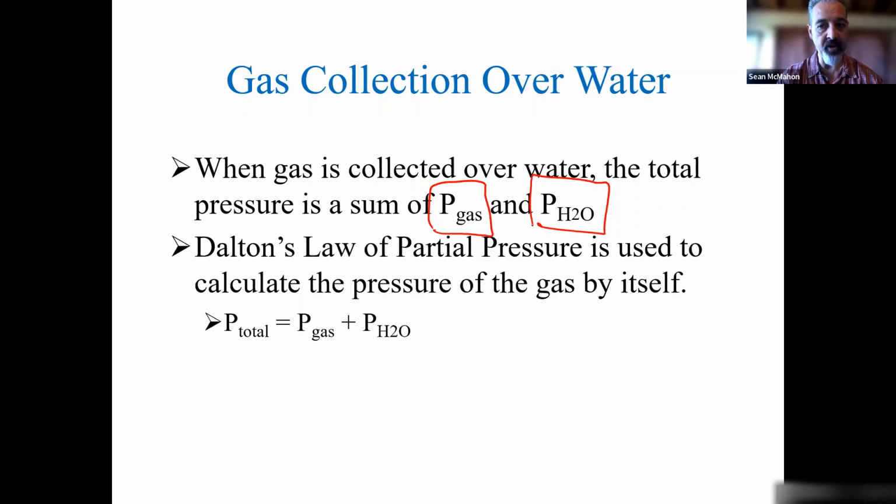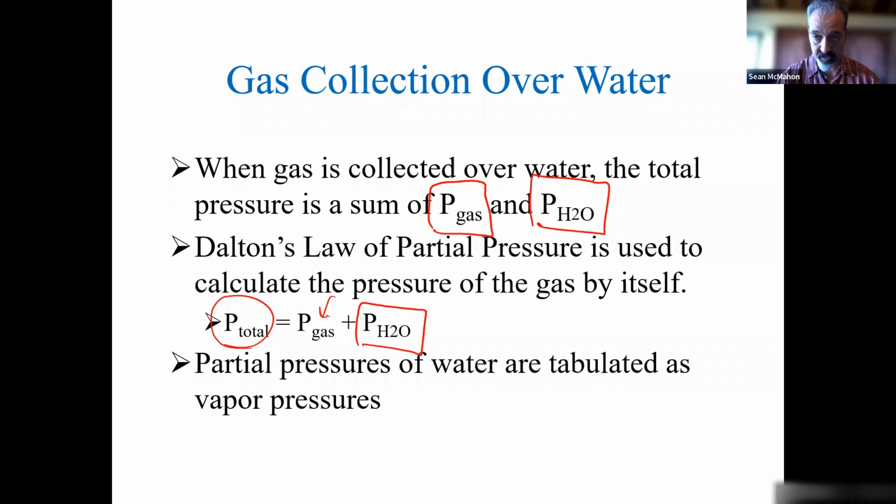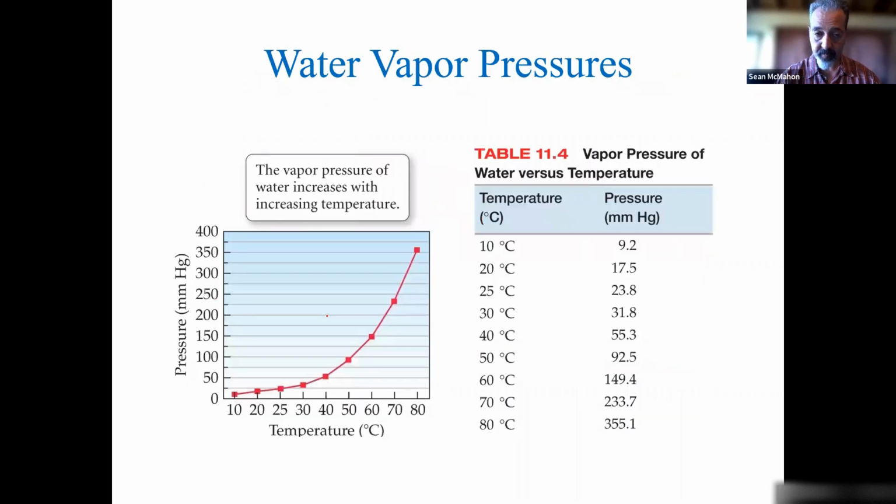So Dalton's law of partial pressure is useful in aqueous reactions where you're producing gas, where we can figure out the total pressure through the barometer, and then we could figure out the pressure of the water based on temperature, because there are tables with water's vapor pressure at different temperatures, and we can then just get the pressure of the gas. So what's an example? Well, there are tabulated vapor pressures. So here's an example of water vapor pressure at different temperatures.